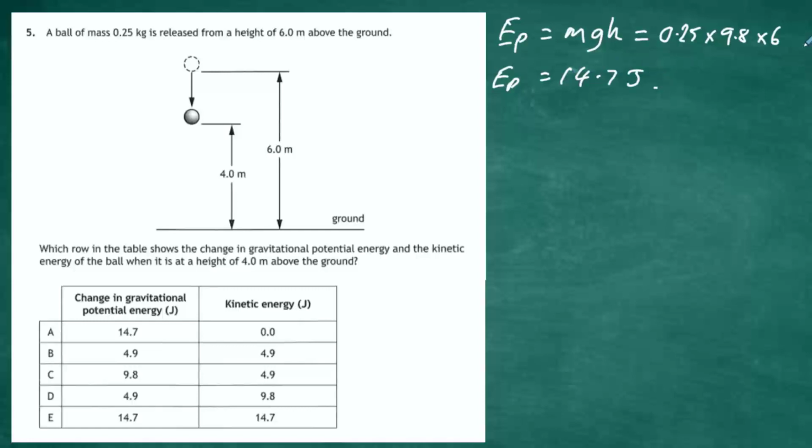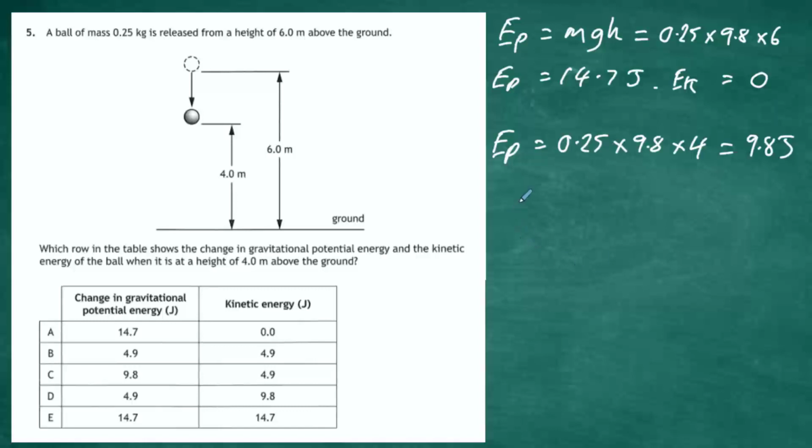Now the kinetic energy at the top is going to be equal to 0 because it's not moving. So that's the story so far. Potential energy 14.7 joules, kinetic energy 0 at the top. Now 4 metres down, we do the same calculation again. EP is going to be 0.25 multiplied by 9.8 and then multiplied by the height it's up, so it's going to be 4 metres. And that's going to give you a value of 9.8 joules if you do that in your calculator. So what's the story so far then?